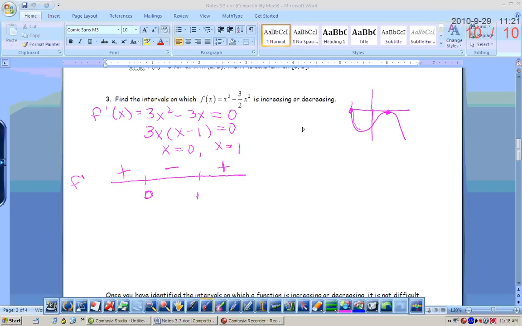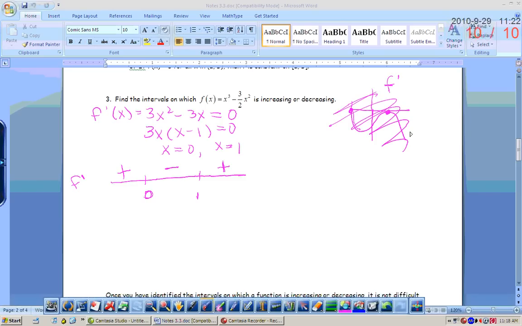Yeah, this would be the graph of f prime. If that happened to be the graph of f prime, then the zeros of f prime would be here, but you'd go positive, negative, negative. That does not apply to this problem. I just made that up off the top of my head.